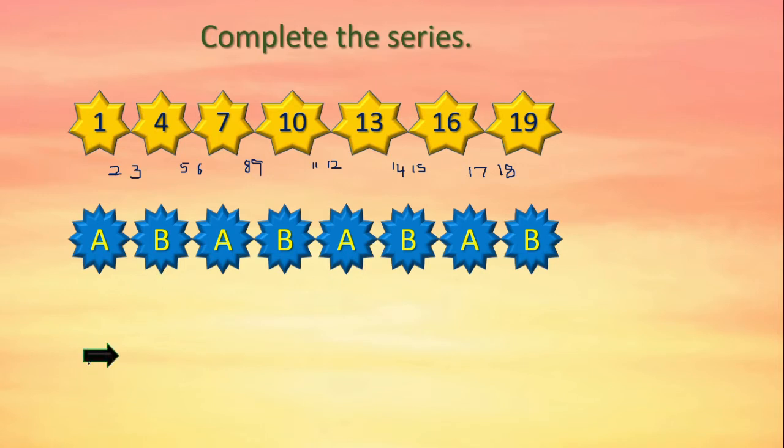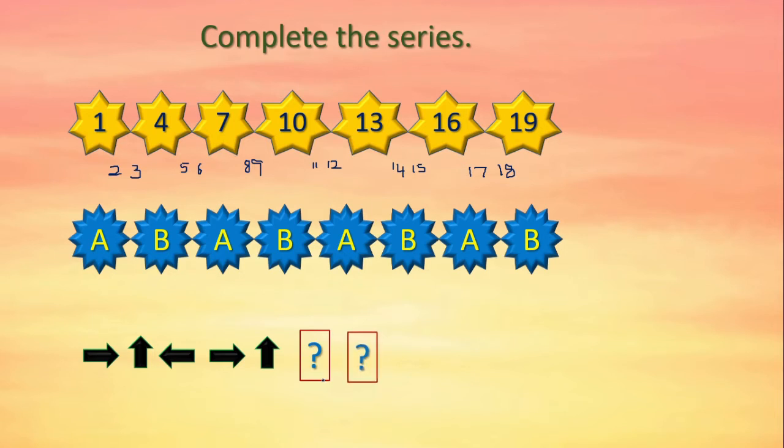Now here you can see an arrow mark. See the direction? This is showing right side. Now this arrow is showing upside. This arrow is showing left side. Now next, again this is showing right side. Next is showing upside. And next, don't know. Question mark. Then here we have to find out the three more arrows along with the proper direction.